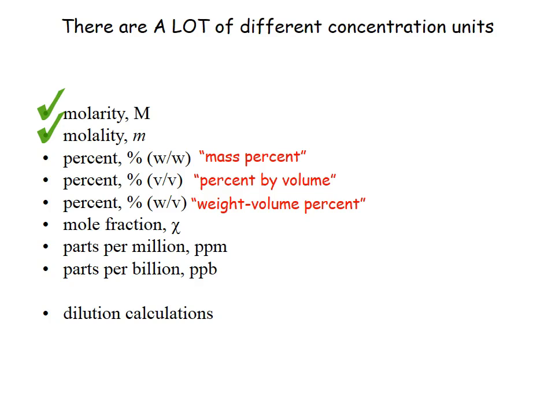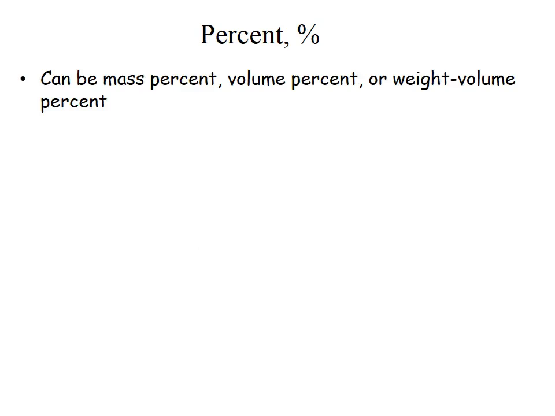All right, so we're going to check off molarity and molality. We're going to move on to percent. We're going to do all 3 of those percents together. The W/W, the W stands for weight, and so that's a mass percent, which you learned about in Chem 101, but we're going to review it here. There's also a volume percent, which is the V/V. The last one there, percent W/V, is a weight volume percent. We're going to talk about all 3 of those together, how they are similar and how they are different.